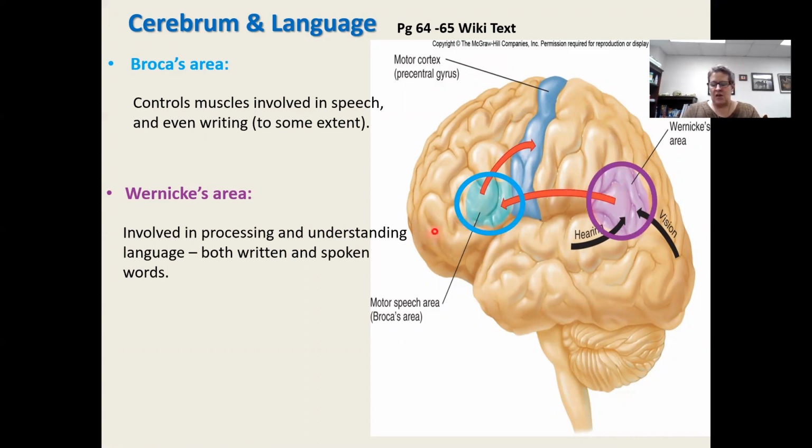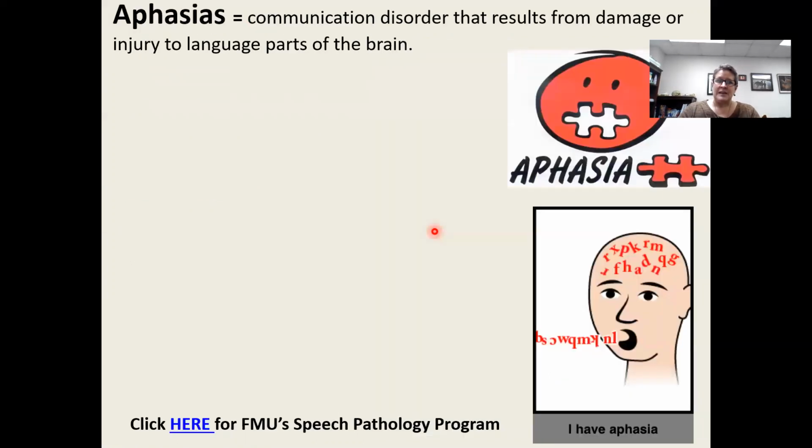Now, a very common problem is people who suffer a brain injury or stroke might have damage to these areas, and they might have a problem speaking after a stroke or even understanding language. And then some people could just be born with these problems, and that is where people who do speech pathology and speech therapy can help teach these people how to communicate again. So let's talk about disorders in speech.